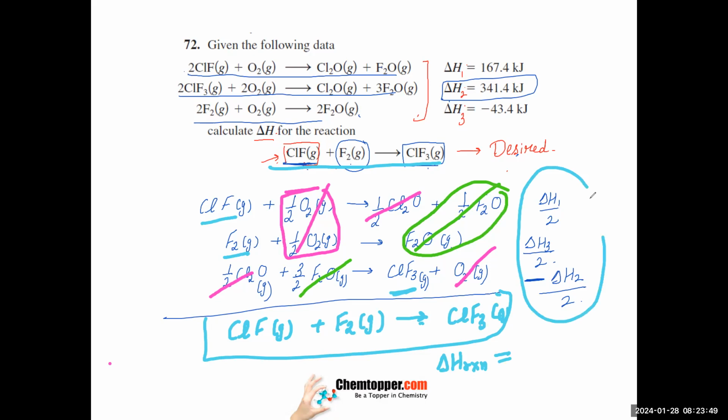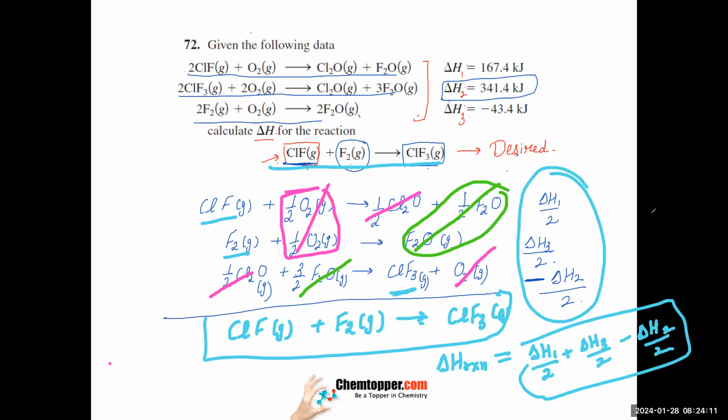Just add all these values. So in the exam, in free response, they will give you these equations, and then in the multiple choice questions, they will give you options in terms of delta H1, delta H2, delta H3. Like this is the right option.